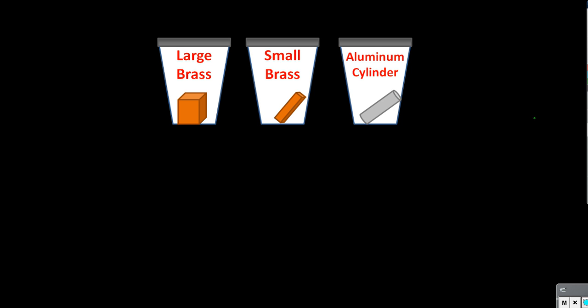You understand how to make calculations for the thermal energy lab 12. If you can recall, we did a lab where we had 3 cups, and we labeled the cups 1, 2, and 3. In cup 1, we had a large brass cube, and the mass of the cube was about 270 grams.